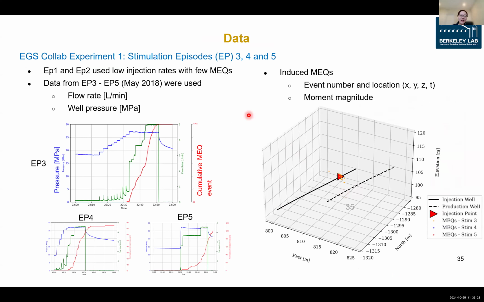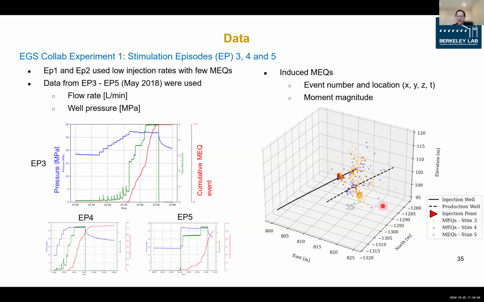So the data that we used for this type of study are these 3 cycles from experiment 1 that were conducted on May 24 and 25 in 2018. There were 2 previous cycles, but they were not used because the injection rates were too low, so there were very few MEQs that could be used for making sensible predictions. The data used are the flow rates, in green, and the well pressure and cumulative micro-earthquakes.